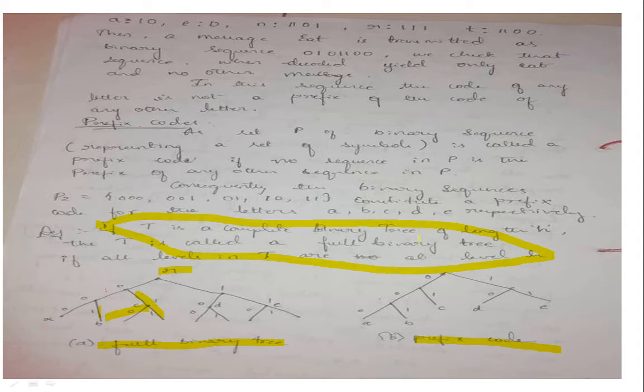If T is a complete binary tree of height h, then T is called a fully binary tree if all the leaves in T are at that particular level h. Let's take one example. Let's construct a fully binary tree with height 3. From here to here is 1, here to here is 2, here to here is 3, that's why its height is 3. And assign the symbol 0 to every edge that is directed towards the left child from its parent vertex, and 1 to the right.